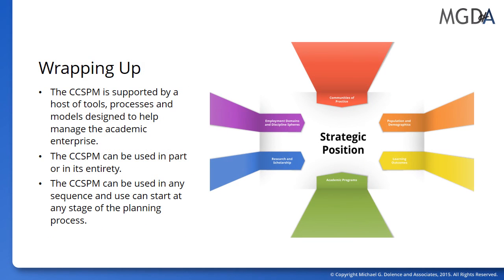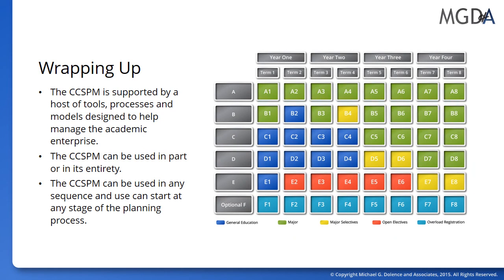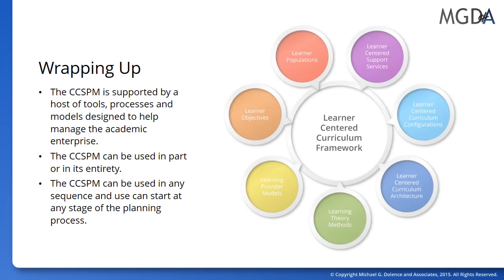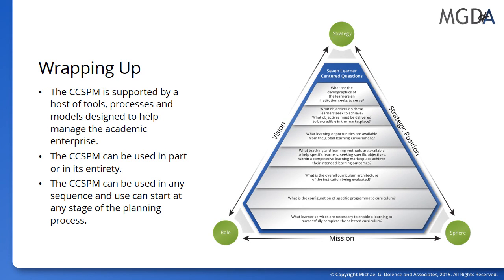The CCSPM is supported by a host of tools, processes, and models designed to help manage the academic enterprise. The CCSPM can be used in part or in its entirety. The CCSPM can be used in any sequence, and use can start at any stage of the planning process.